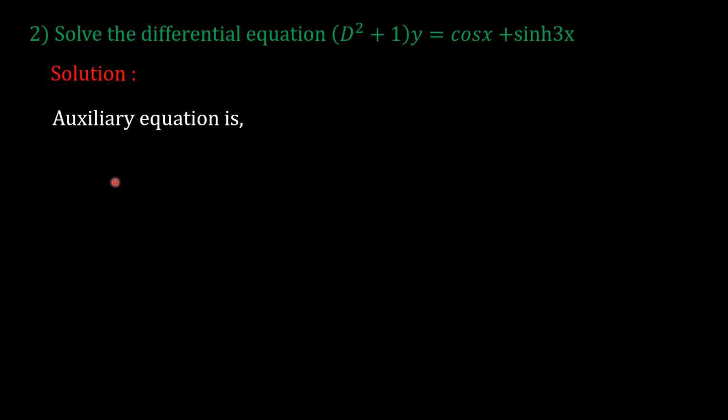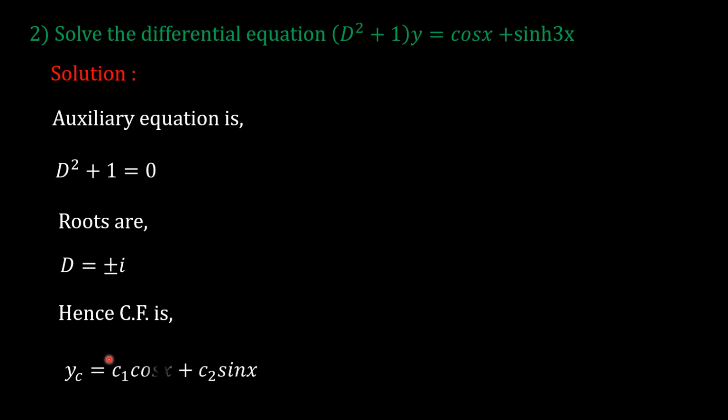Auxiliary equation is D square plus 1 equal to 0. Roots are D equal to plus minus i, which are purely imaginary numbers with real part as 0. So alpha is 0 and beta is 1. Hence, the complementary function is yc is equal to e raised to 0x, which is 1, so 1 into (c1 cos x plus c2 sin x). That is the complementary function.